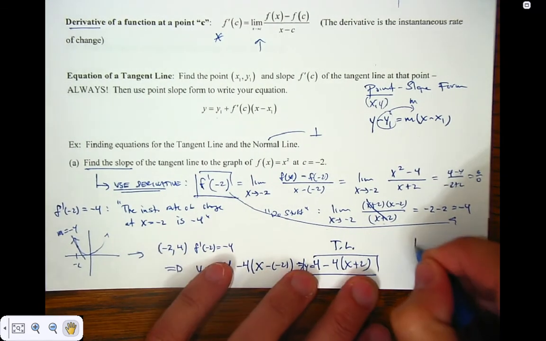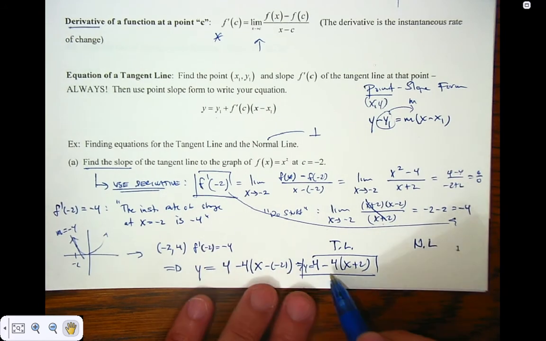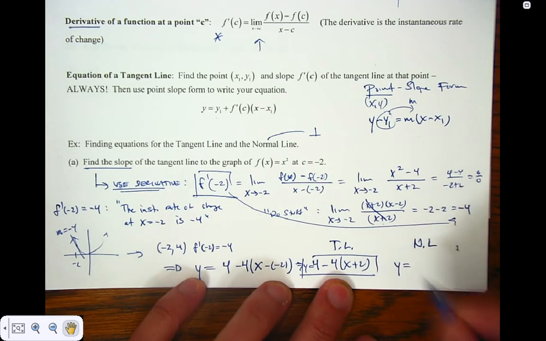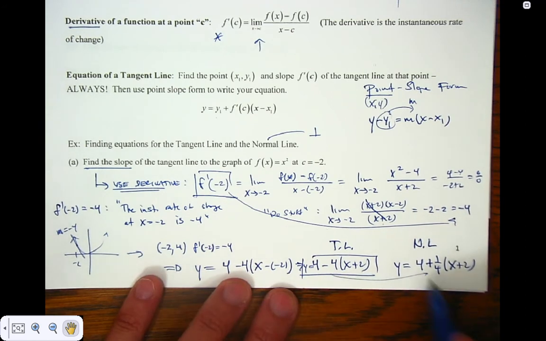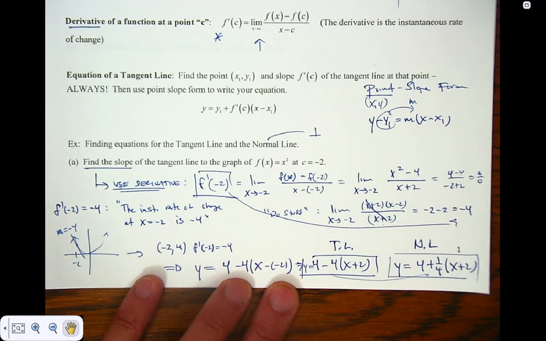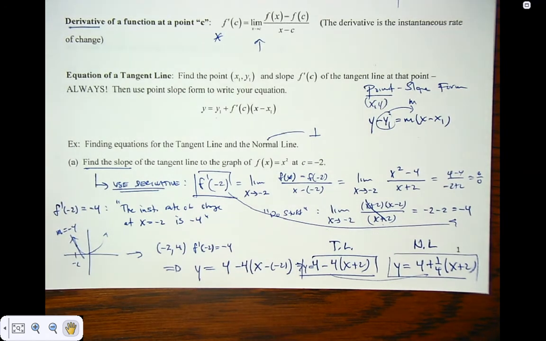That's great. What about the normal line? Super easy, right? A perpendicular slope to -4 is positive 1/4. And so your normal line would be y equals 4 plus 1/4 times x plus 2. All that's changed, right, is your slope value there because it's normal, which is perpendicular. Okay? All right. Let's see what they ask us next.